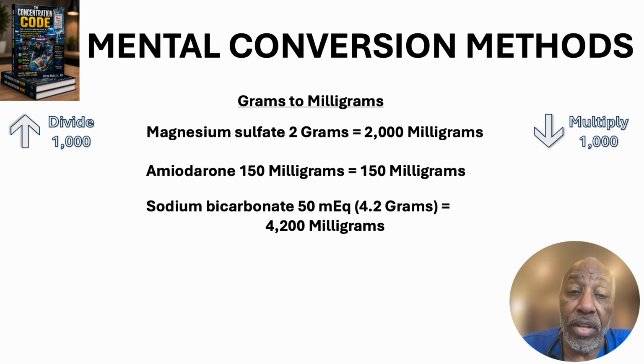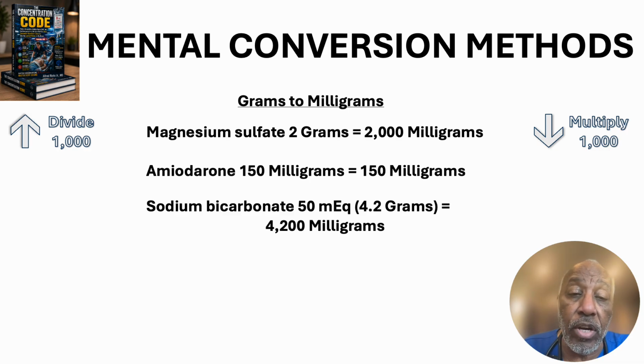Grams to milligrams is the easiest conversion in clinical practice. You're moving down one rung. Multiply by 1,000. In practical terms, this means adding 3 zeros or moving the decimal point 3 places to the right. 1 gram becomes 1,000 milligrams. 2 grams become 2,000 milligrams. 0.5 grams becomes 500 milligrams. The mental shortcut is to think of the gram number and then picture it with 3 zeros attached.